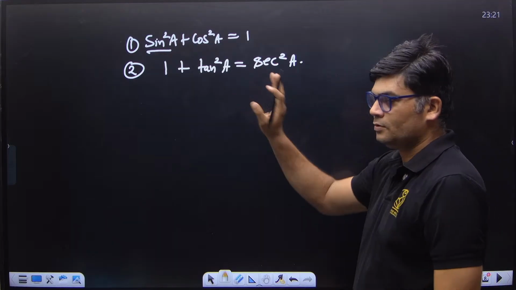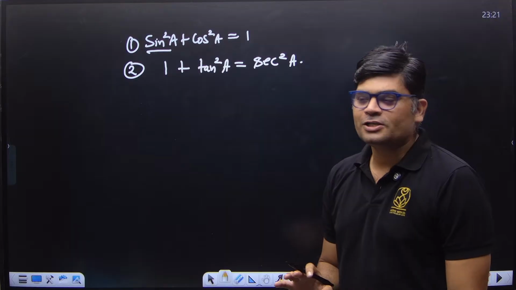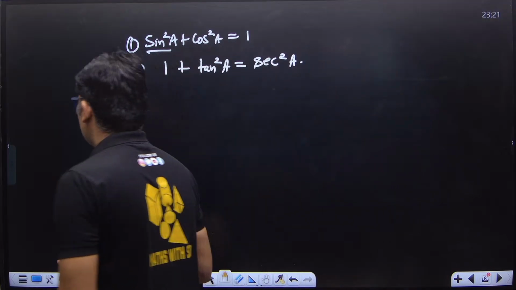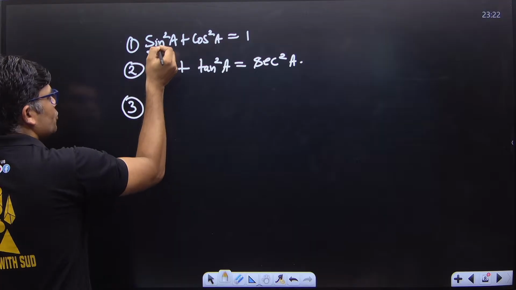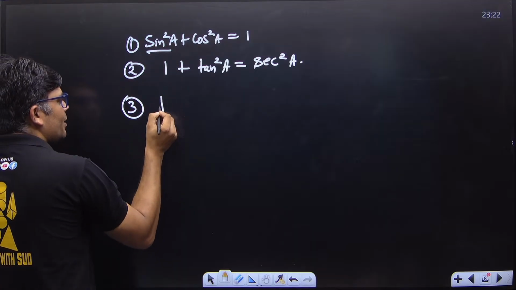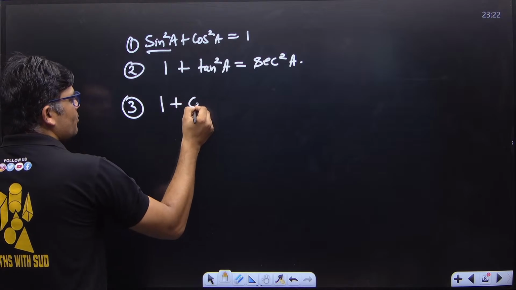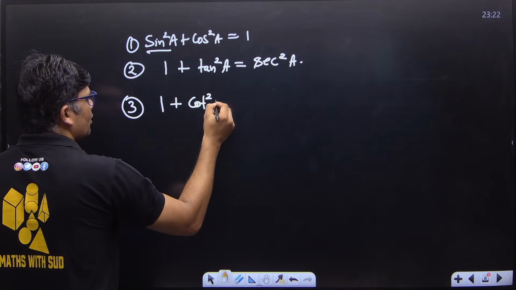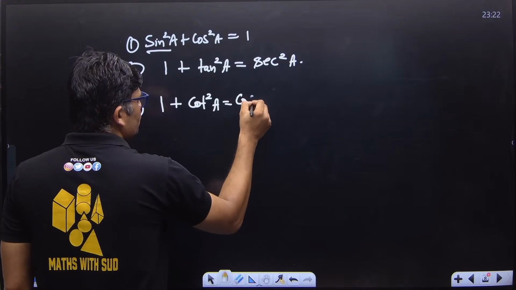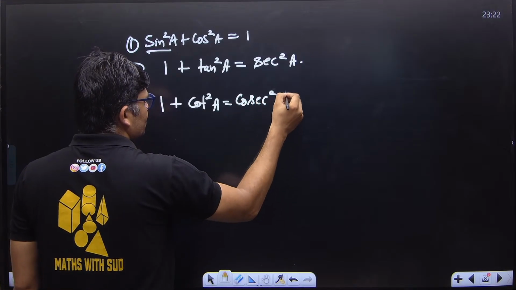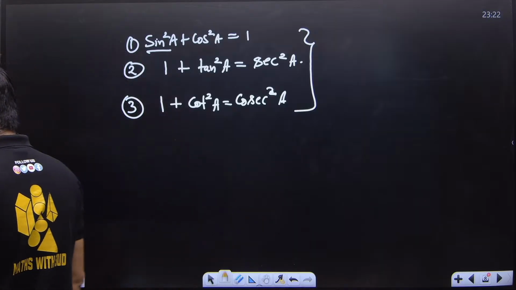Any doubt? No. Now if I divide the first identity by sin square a, sin square by sin square will become 1. Cos square by sin square will become cot square a. And 1 by sin square a will become cosec square a. So these are the 3 Pythagorean identities that you should remember.